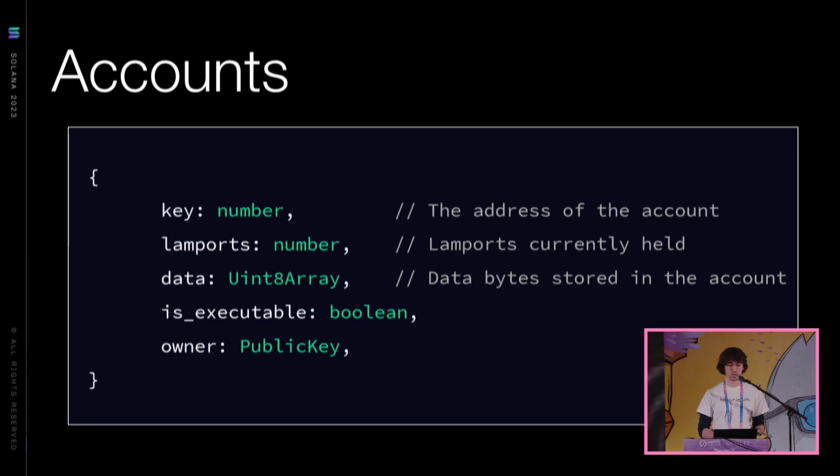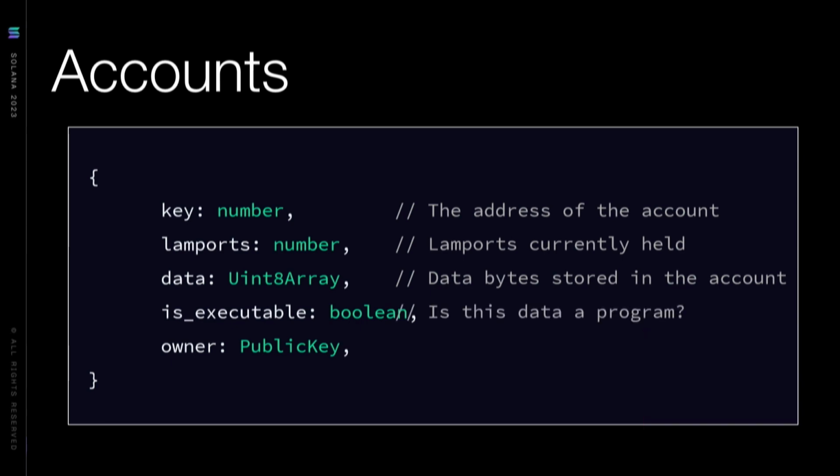Data is basically a collection of data bytes stored in the account. And is executable is a Boolean that basically determines, is this account a program or is it not a program? So does it have code within the data that is executable, or is it just a normal account for data storage or for user level interaction?